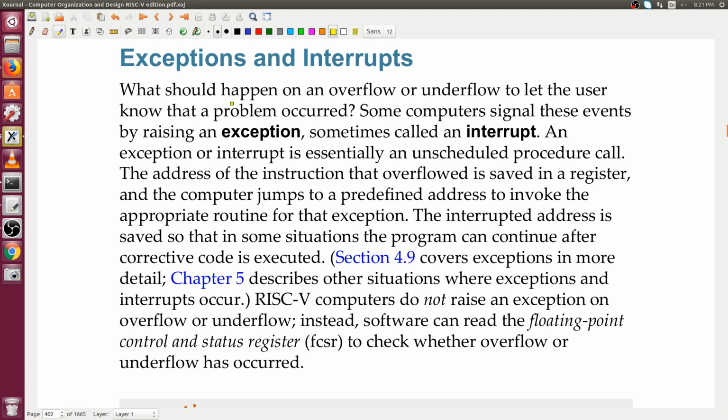So let's move on to exceptions and interrupts again. What should happen on overflow or underflow? We want the computer to know these are a special event because we want to know something went wrong. Don't necessarily treat this like a correct answer. Some computers signal these events by raising an exception, sometimes called an interrupt. This can be a very confusing thing. Sometimes they're given different meanings, so these two things can sometimes not equal the same concept. An exception or interrupt is essentially an unscheduled procedure call, mainly for something like corrective action or notification. The address of the instruction that overflowed is saved in a register, and the computer jumps to a predefined address to invoke the appropriate routine.